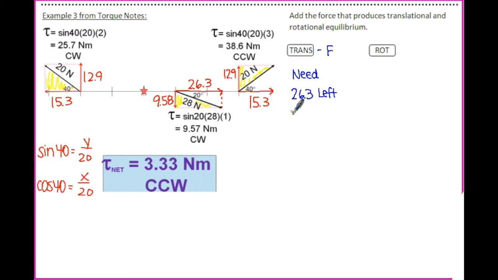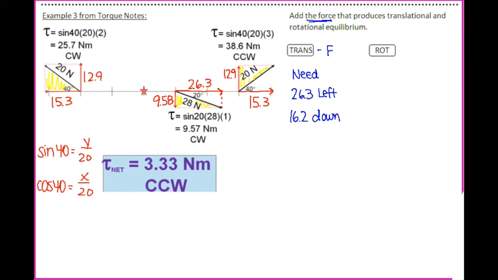But now I'm going to look at up and down also. I've got 12.9 up and 12.9 up, but only 9.58 down. So you can tell I need more down. Add these up, subtract what I already have, and then you can tell how much more I need. I need 16.2 newtons down. Pause the tape and ask someone if you don't understand where I got the 16.2.